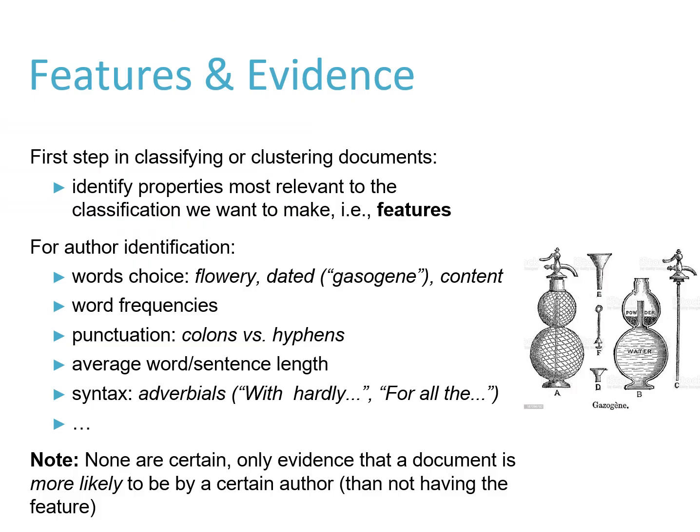So here are some of the features that were used for author identification in this case, or that could be used. We have things like word choice, flowery, dated content. Certain authors have different frequency of using certain words. So Jane Austen might use a certain word more often than Sir Arthur Conan Doyle would. Different types of punctuation, average length of words and sentences, and the syntactic structure of certain utterances all could give away how likely a certain text was to have been written by a certain author.